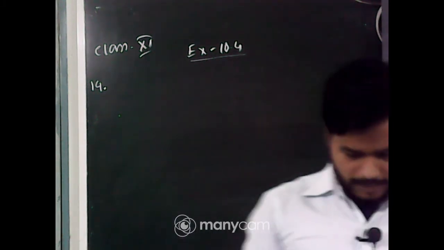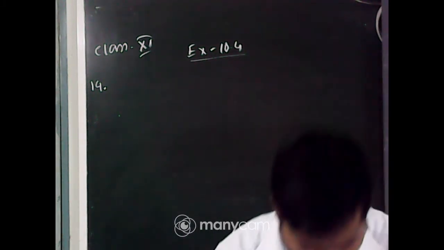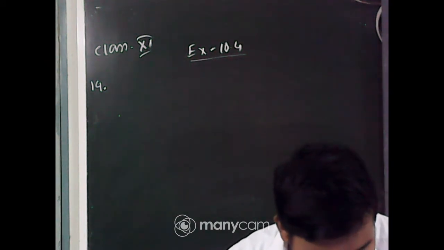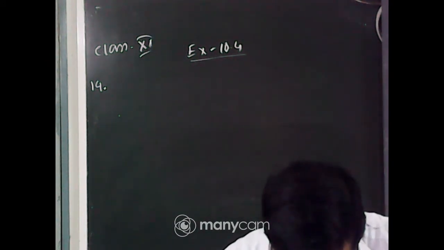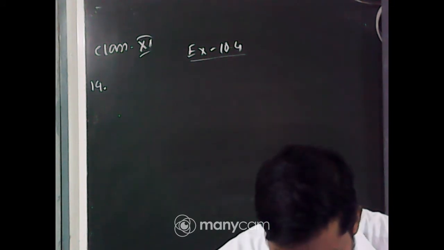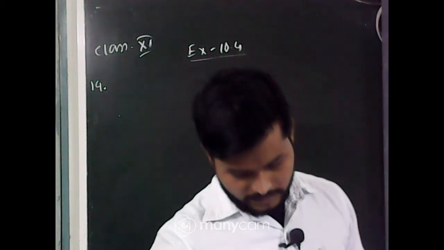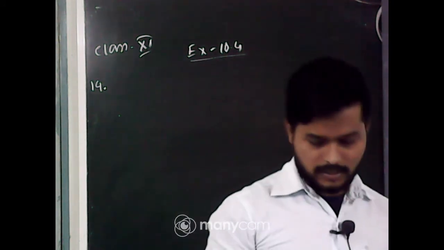Okay, so just have a look at the question. It says: find the coordinate of the foot of the perpendicular from the point (-1, 3) to the line 3x minus 4y minus 16 equal to 0.